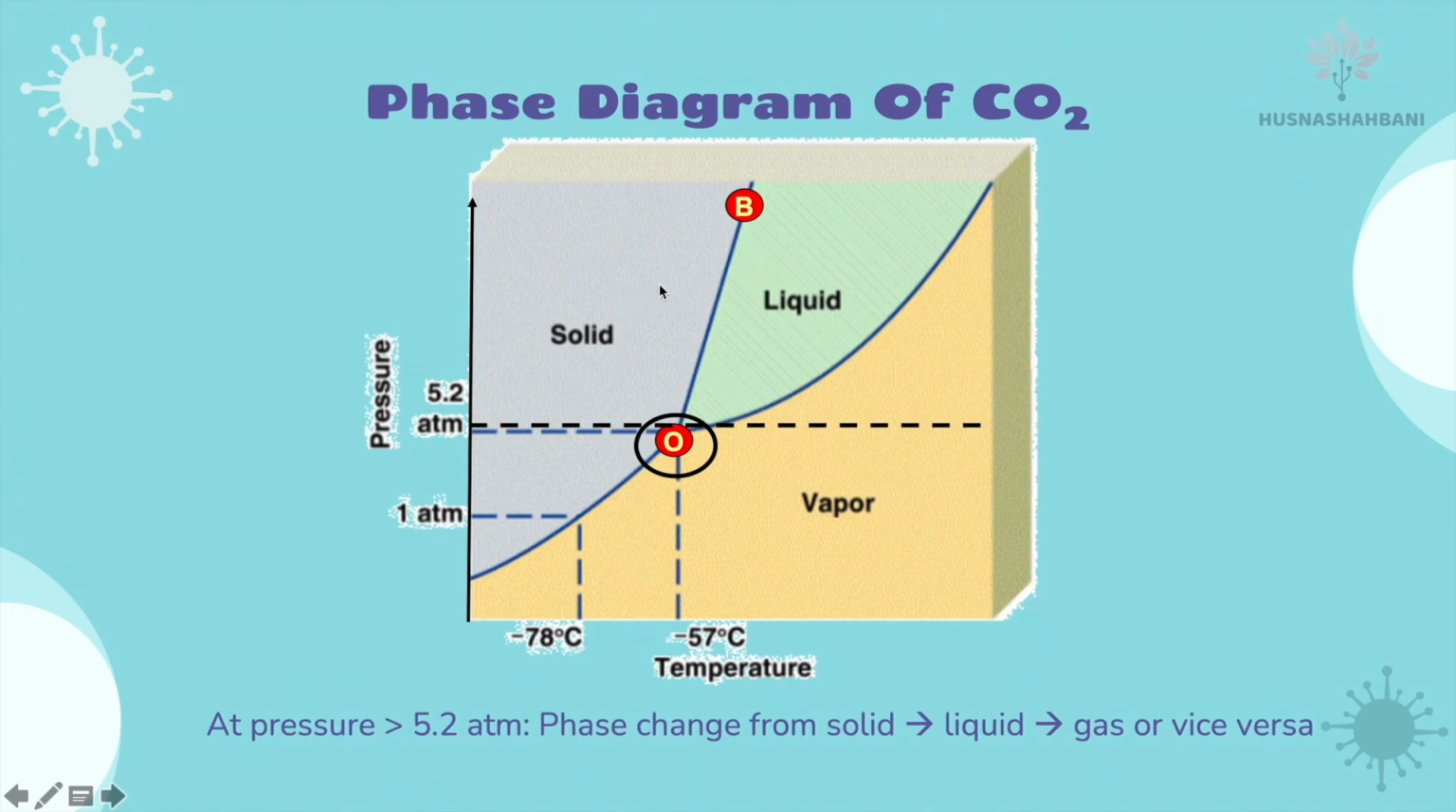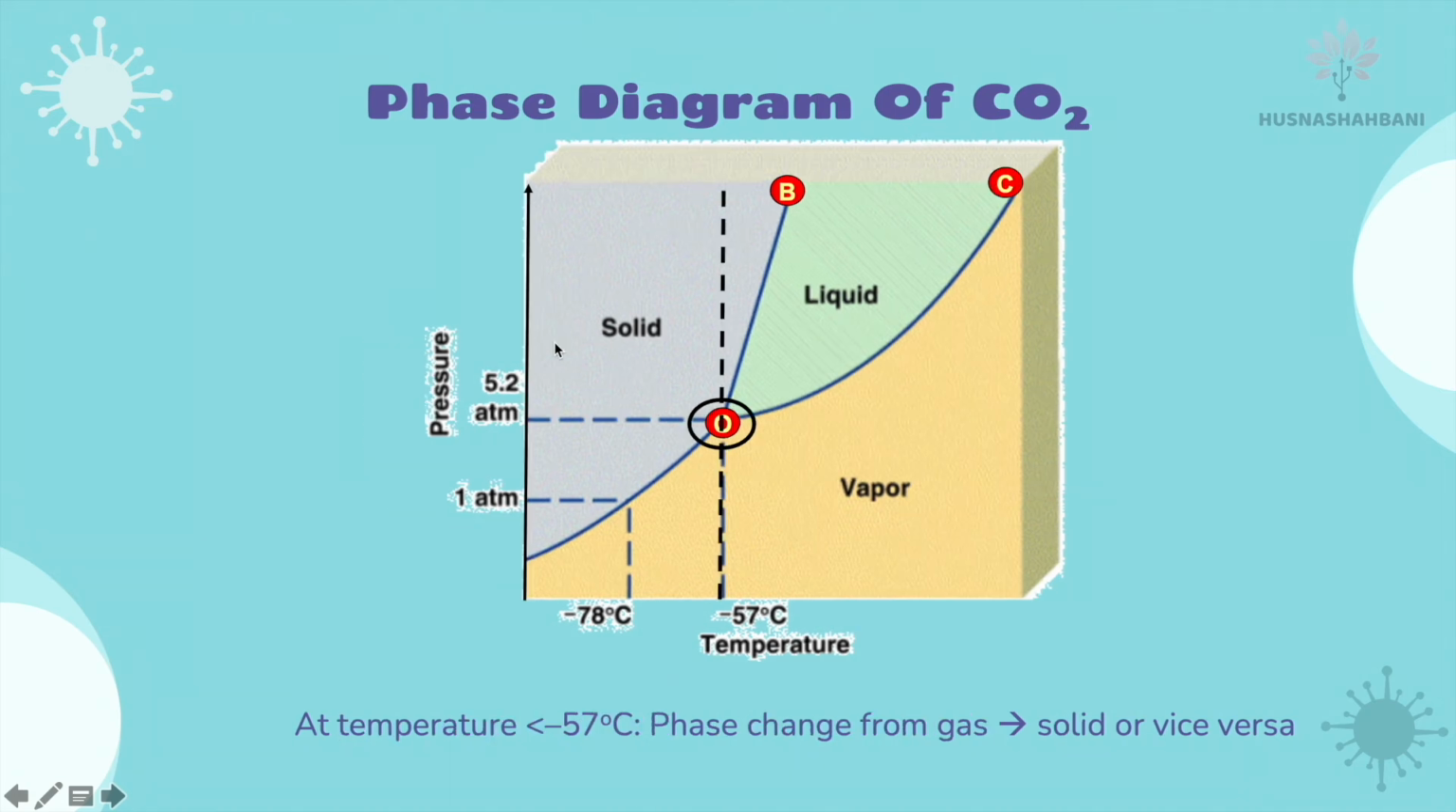At pressure above 5.2 atm, you can find carbon dioxide in gas, liquid, and solid form. If the temperature is high, above 5.2, you can find it in gas form. At any temperature here, slightly above negative 57, you can find carbon dioxide in liquid form above 5.2. And here below negative 57, you can find carbon dioxide in solid form above 5.2 atmospheric pressure.